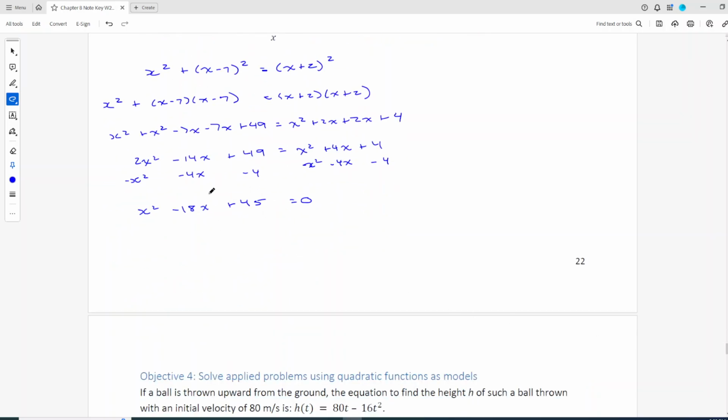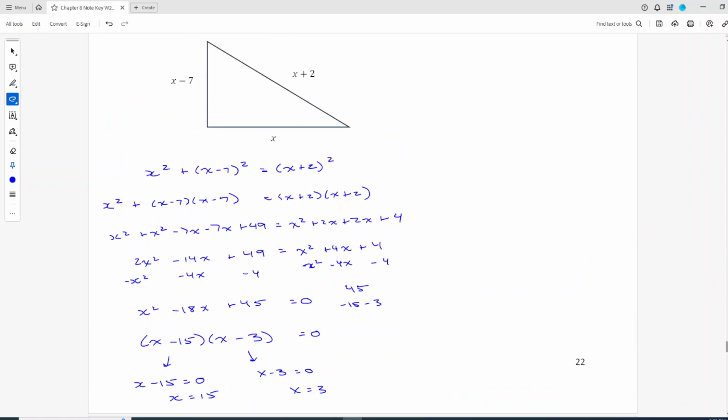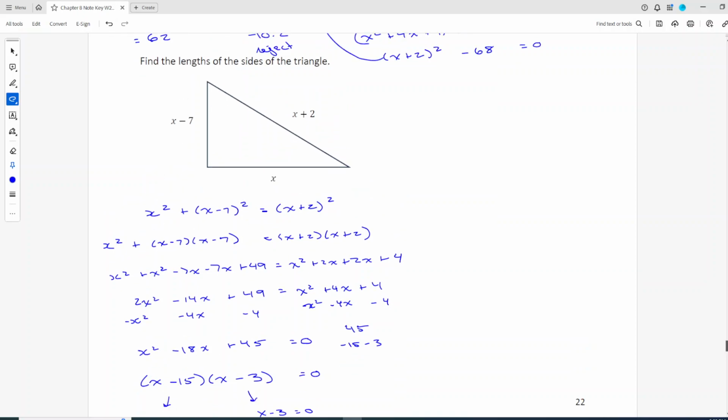Now, oh no, what were my numbers? 45 divided by... I found that the two numbers that multiply to give me 45 and add to give me negative 18 are negative 15 and negative 3. So I'm going to factor. X minus 15, x minus 3. So I end up using my zero factor property with x equals 15 and x equals 3. And again, if you complete the square or use the quadratic formula, we're going to get these exact same answers. Then the question said, find the lengths of the triangles.